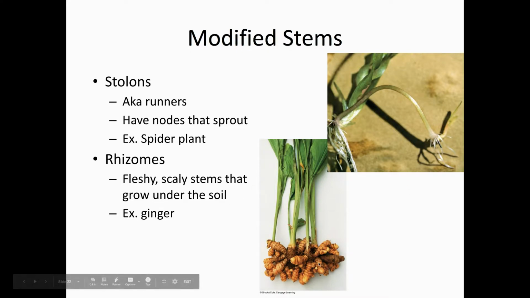Rhizomes are another kind of modified stem. They're underground, but they're not roots. These are fleshy, scaly stems that grow under the soil. Ginger is, well, this is a ginger plant right here. When you're eating ginger, you're eating either the fresh cut underground scaly stems or the dried and powdered version.